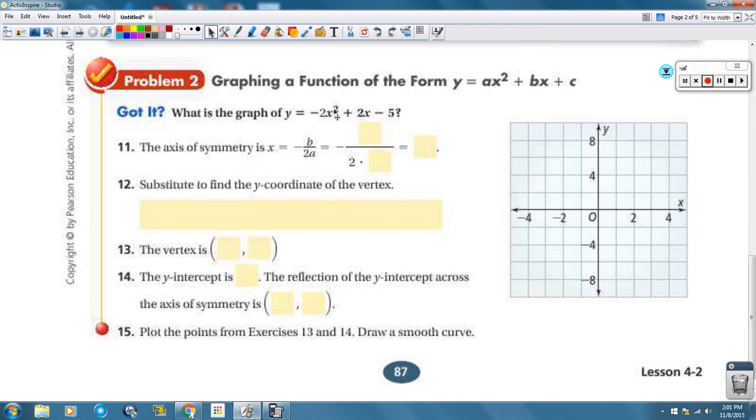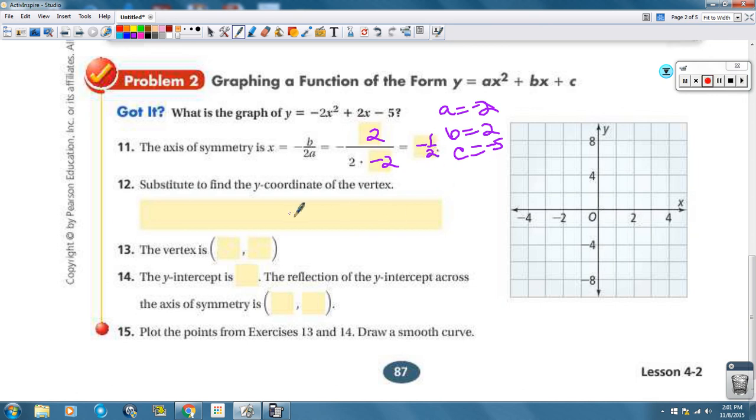Okay, so here's the graph. The first thing I would do if I was going to do this is identify a, b, and c. So from this equation, a is negative 2, b is 2, and c is negative 5. Then it's negative 2 over 2 times negative 2. The 2's are going to cancel, so it's negative 1/2.